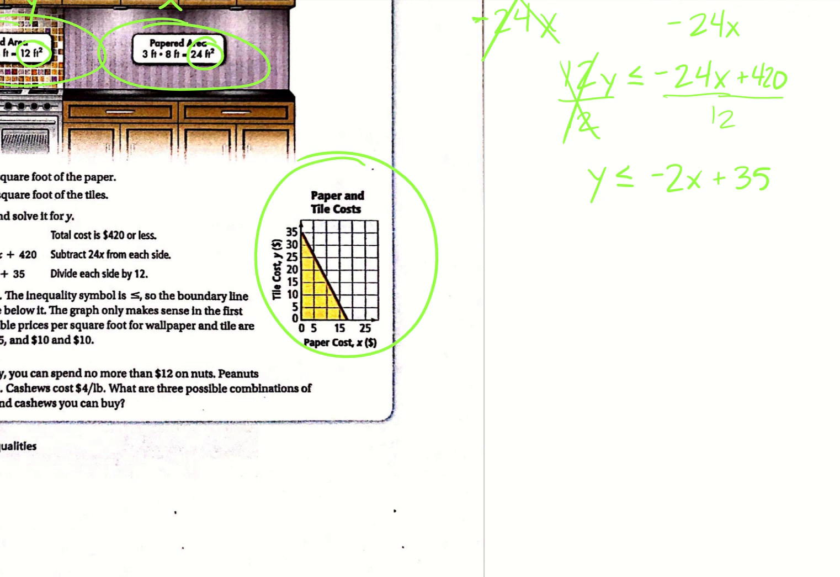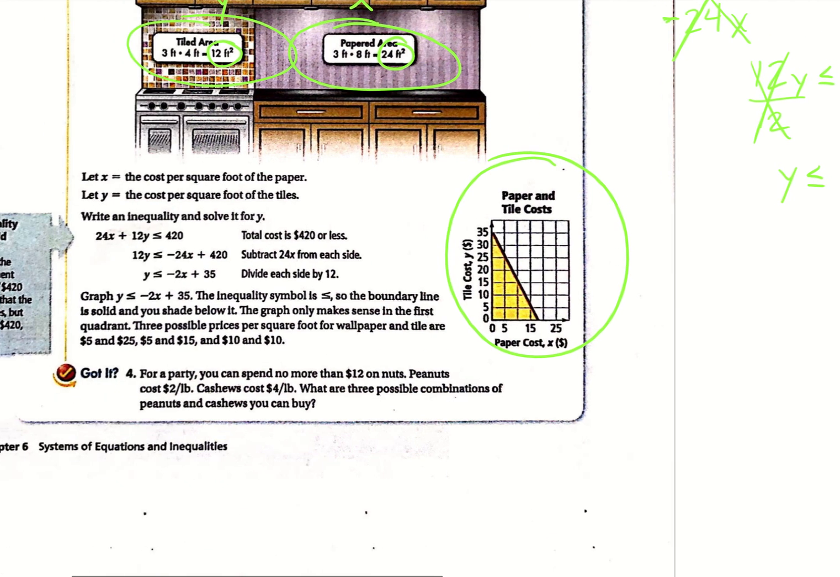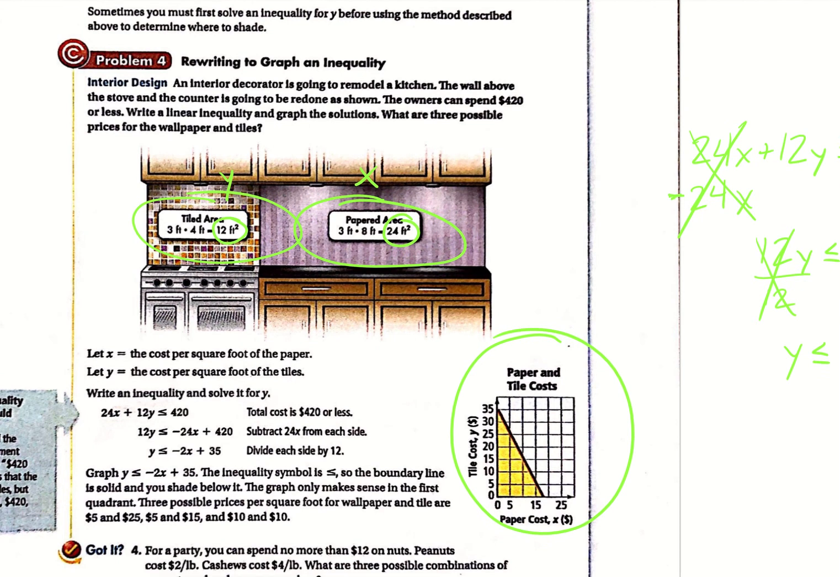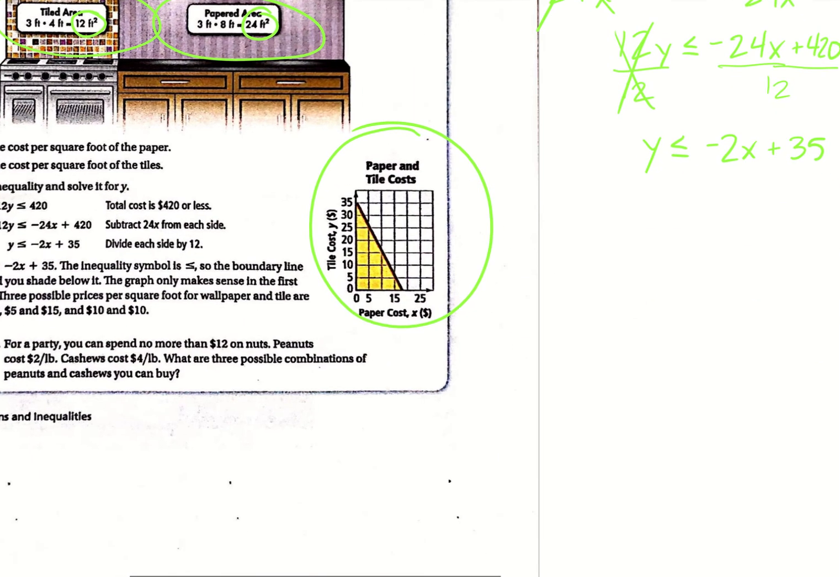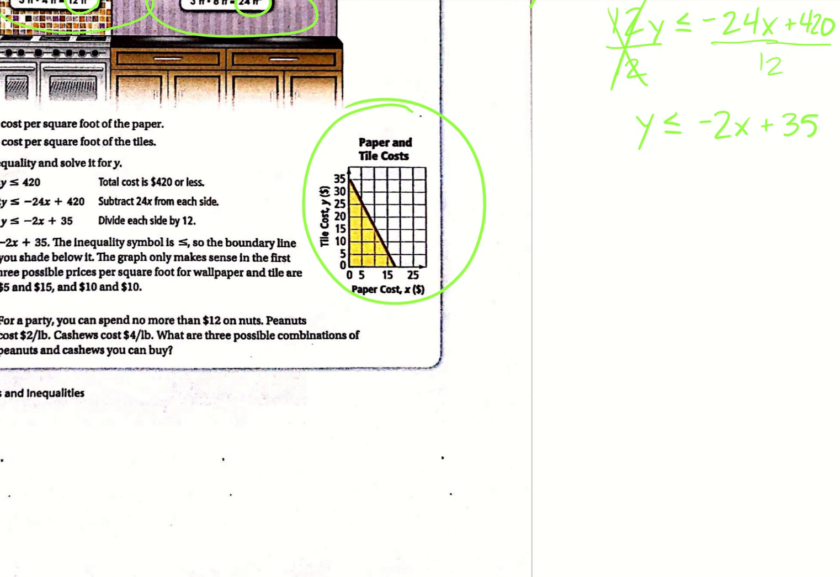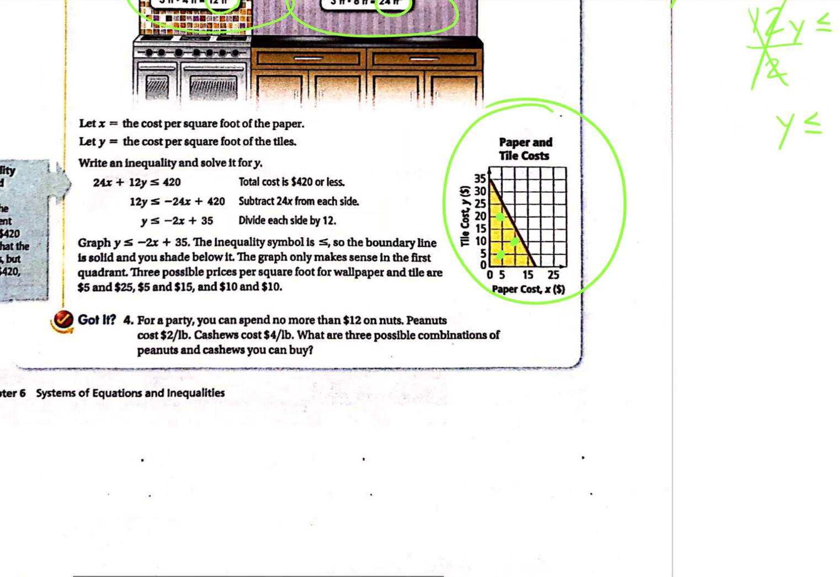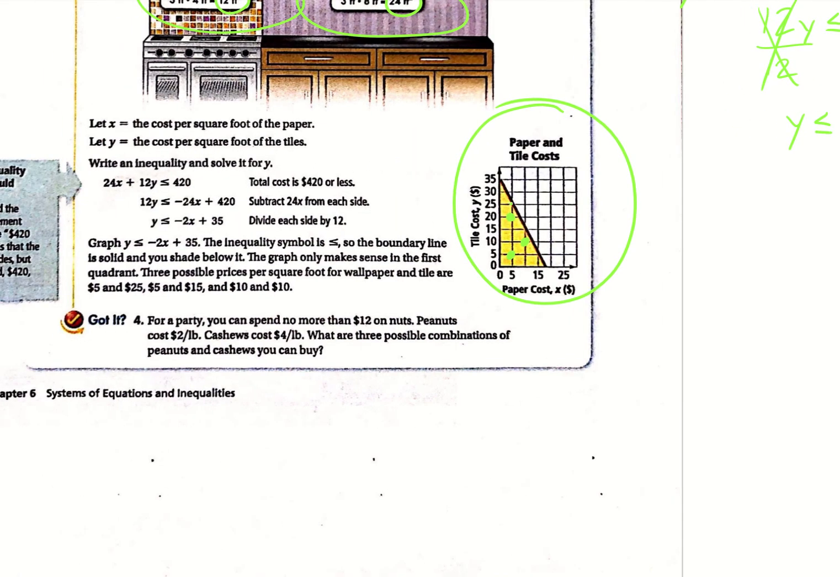So they only work in the first quadrant, and then it asked us to come up with 3 possible prices. Those would be just any points that we find here. So that would be a point, that would be a point, and that would be a point. You could use those 3 if you wanted. They used 5 and 25, which was up here, 5 and 15 right here, and then 10 and 10, which is the third one that I used. So there's a lot of different options on that, but any of those work. And that's pretty much it for that problem.